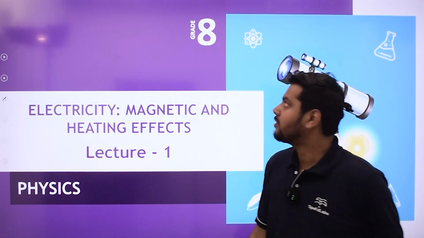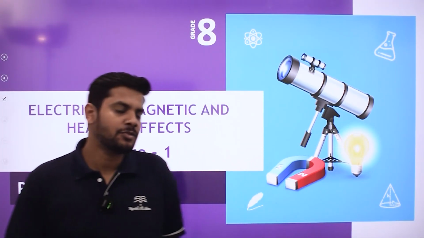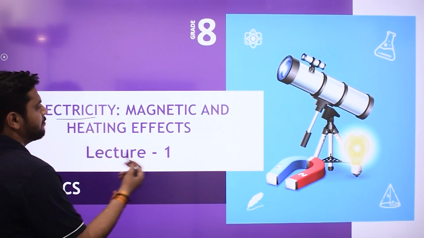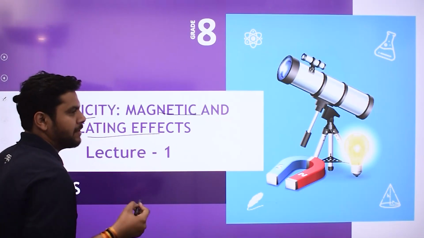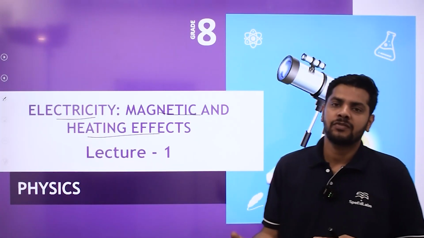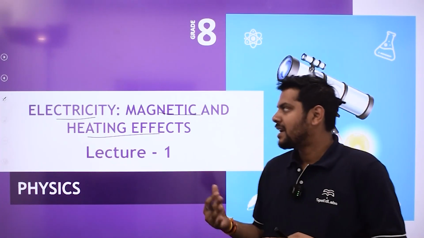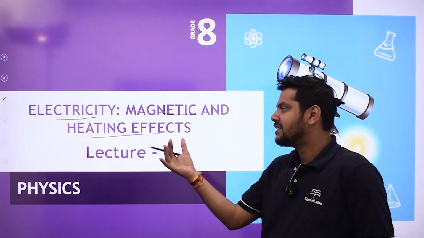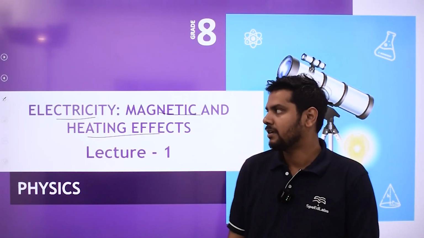Hello everyone. So today we are back with another chapter of our grade 8. The name of the chapter, students, is electricity, magnetic and heating effects. Basically this chapter will be related to electricity, that is, what are the effects of electricity, and to be precise we will be learning about magnetic effects and heating effects in this particular chapter.